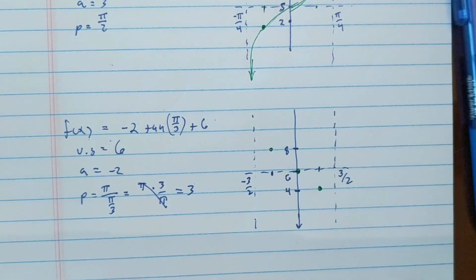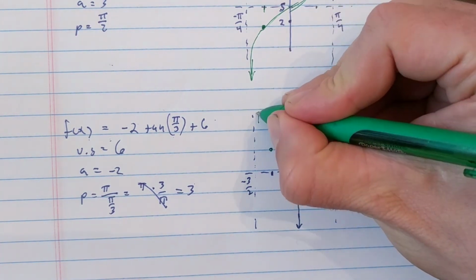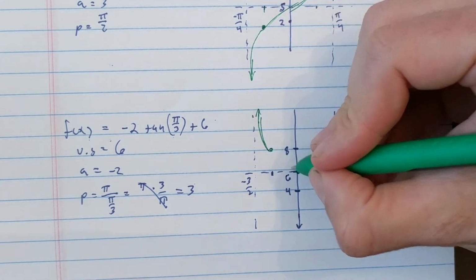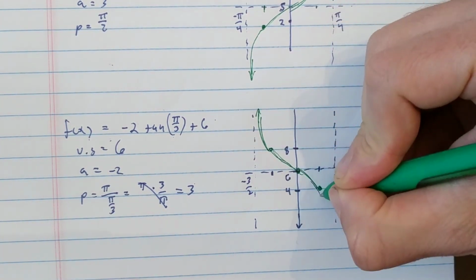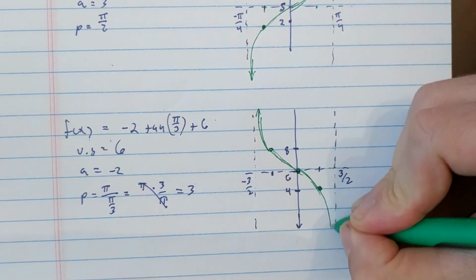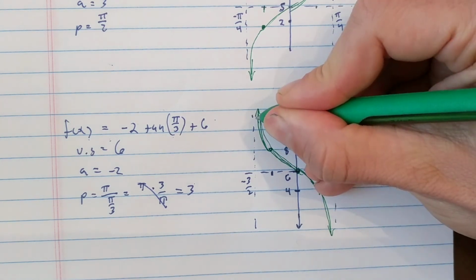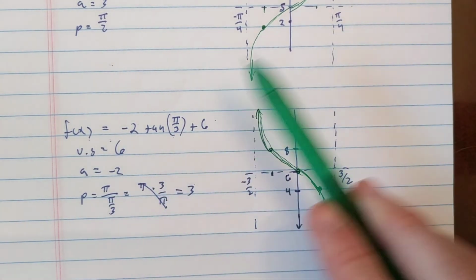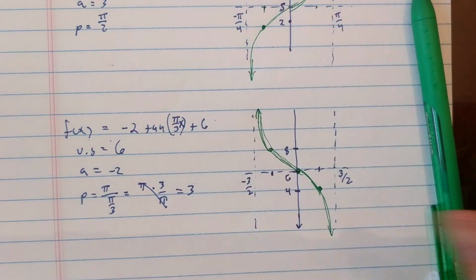And now we're ready to graph. So we're going to come up from positive infinity. We're going to go down through our amplitude, down through our center, down through our other amplitude, and down to negative infinity. So this is the graph of negative 2 tangent of pi over 3 x plus 6. There you go.